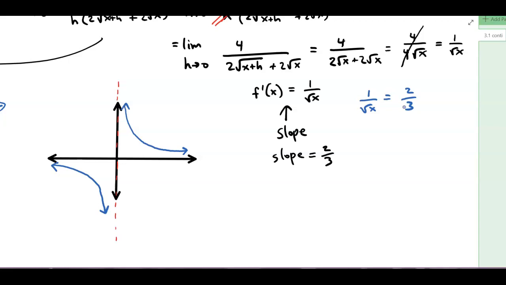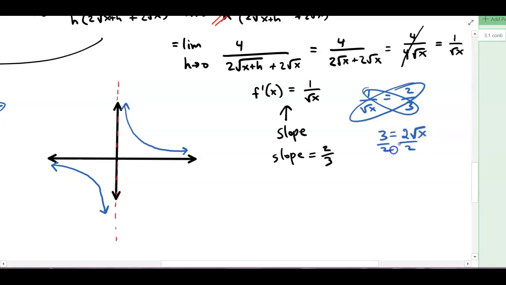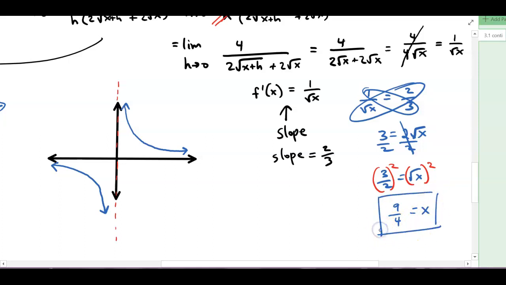Alright, so you cross multiply. 1 times 3. And 2 times radical x is 2 rad x. Divide both sides by 2. And lastly, to eliminate the square root, you square both sides. So you get x equals 9/4. Now we know what x is. It's kind of nice, huh? Now we figured out what x was.